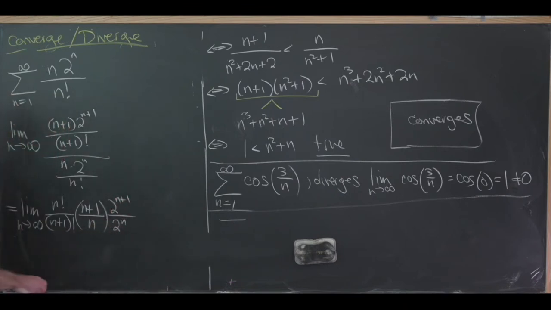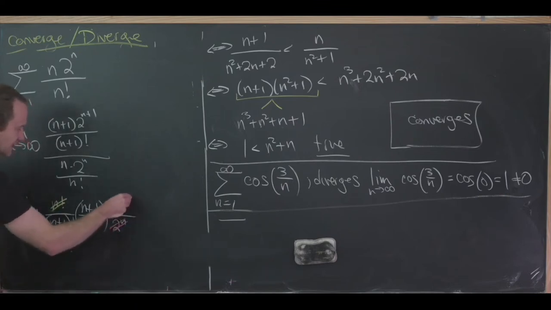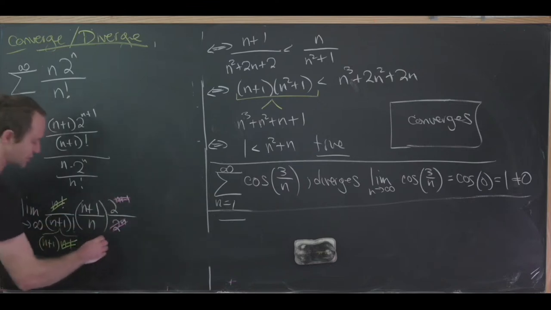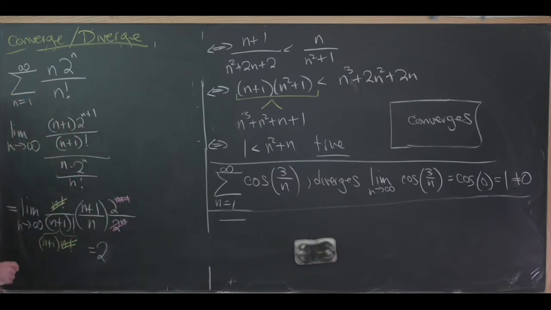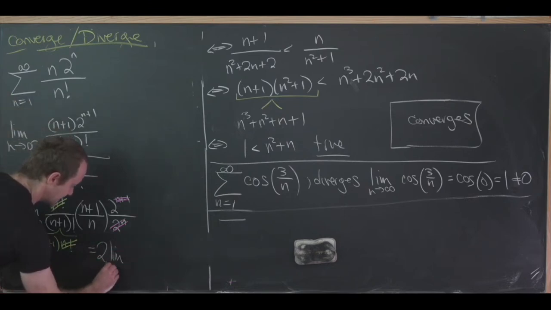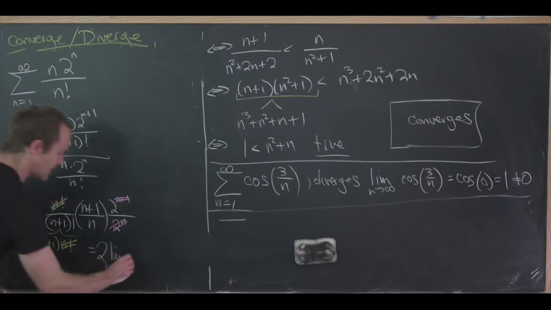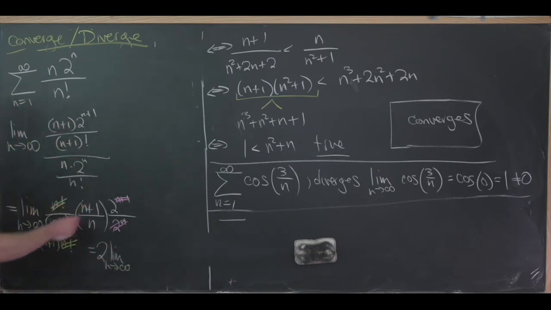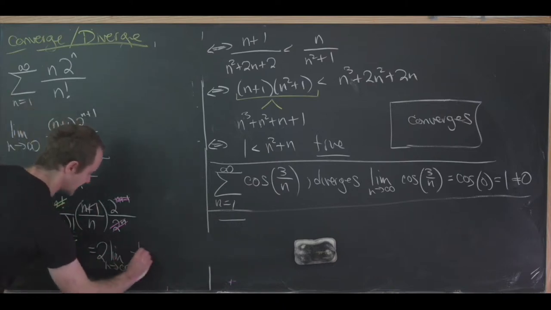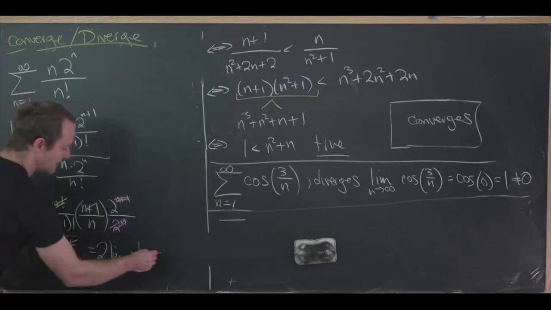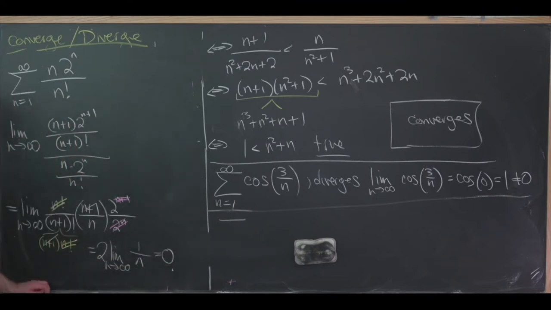But now let's notice that this n plus 1 factorial can be expanded out to n plus 1 times n factorial. Then the n factorial terms cancel, and this 2 to the n can cancel this down to just the number 2. We can factor that number 2 out, and we're left with the limit as n goes to infinity of n plus 1, and the n plus 1 and the n plus 1 can cancel. That's nice. So we just have 1 over n. That limit is very clearly equal to 0.